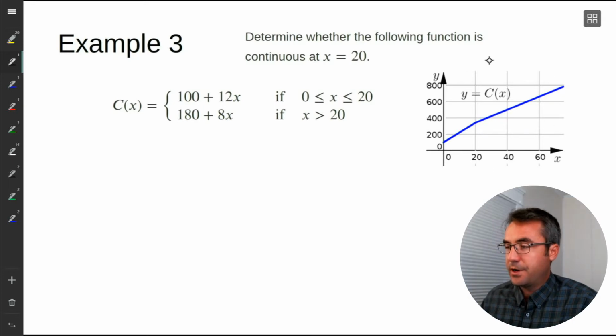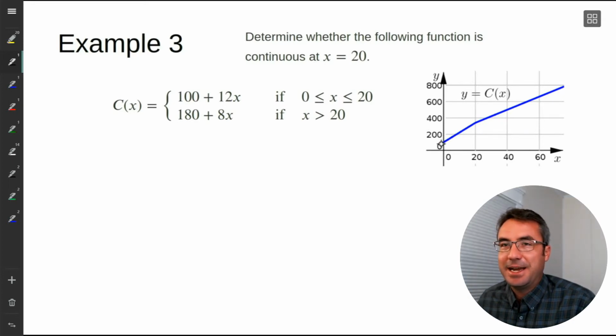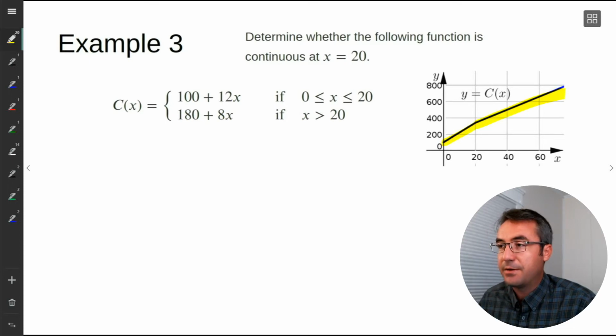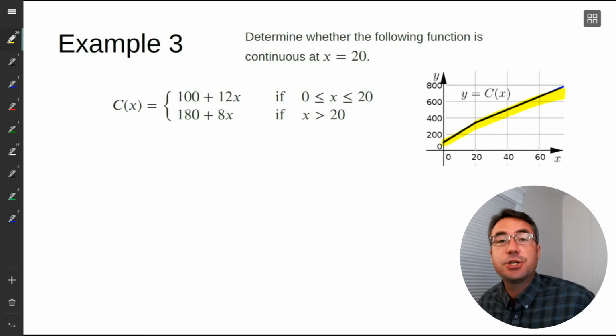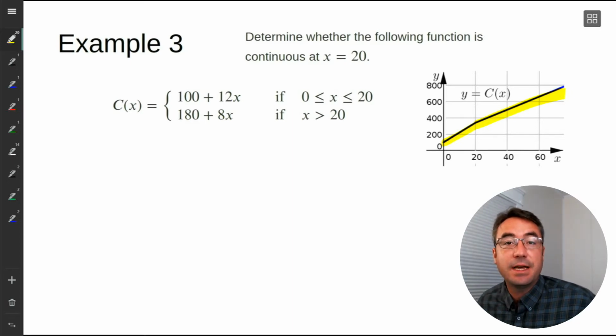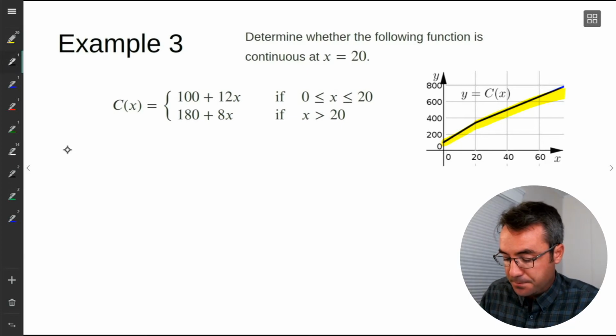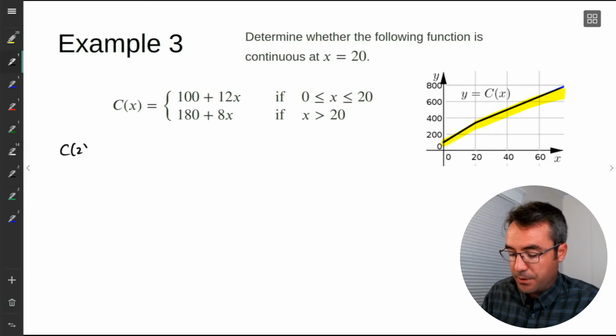Now we have the graph over here, and you can kind of guess by looking at this graph it's going to be continuous at x equals 20. Yeah, there's a change in the behavior there, but all the pieces match up. So you can trace over this graph without ever taking your pen off the page. So we suspect this is going to be continuous, but let's actually show it using the limit definition of continuity. So first of all, let's start with our function value.